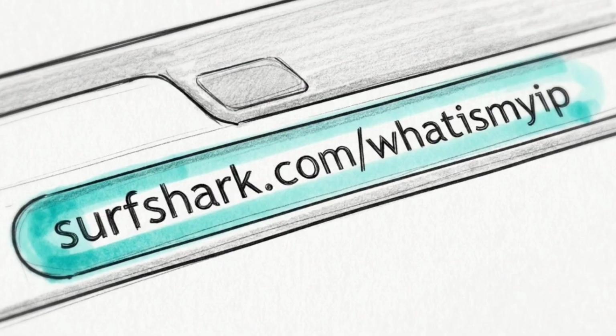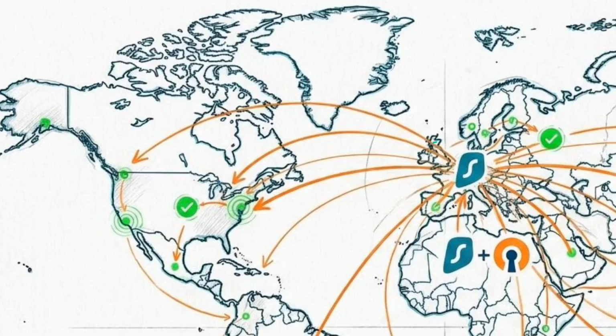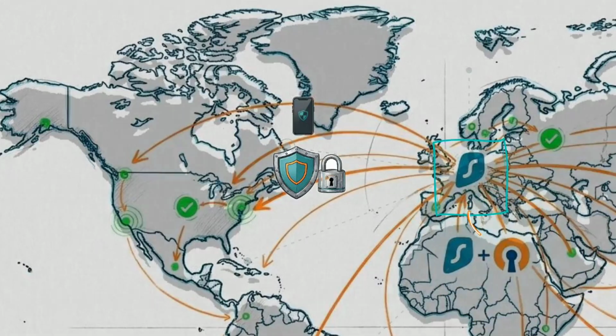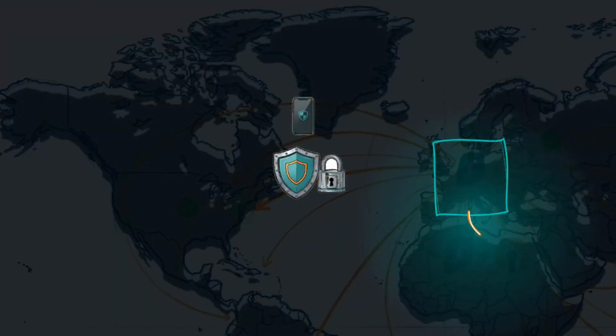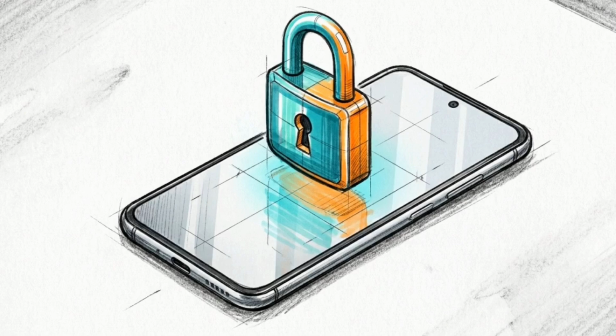To verify everything is working, open your browser and go to surfshark.com/whatismyip. The IP address and location on this page should now perfectly match the server location you chose at the beginning. This match confirms that your traffic is successfully encrypted and your actual physical location is hidden. As long as the toggle remains green, your mobile data is private and your connection is secure.